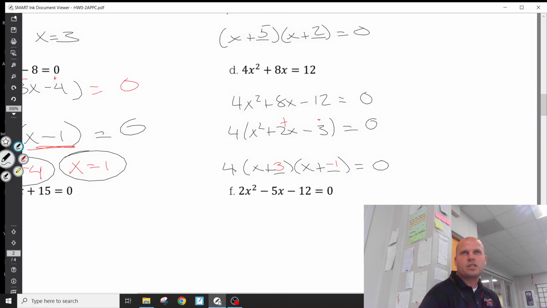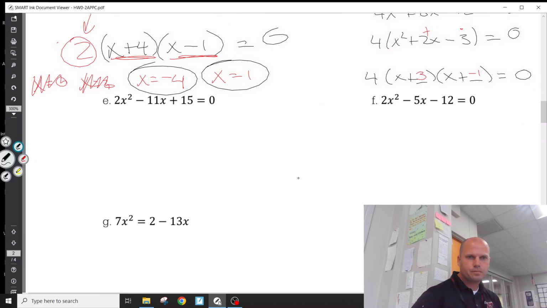Just because 4 is here does not mean there's an additional solution. 0 is not a solution. -3 is. +1 is. You plug in any other value, you won't get 0 on the left term.